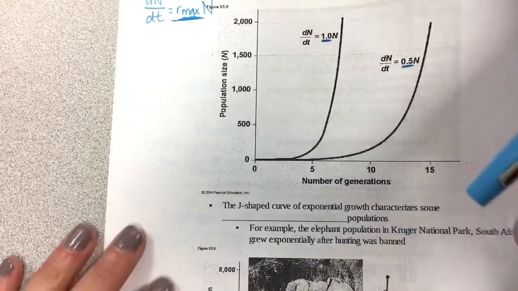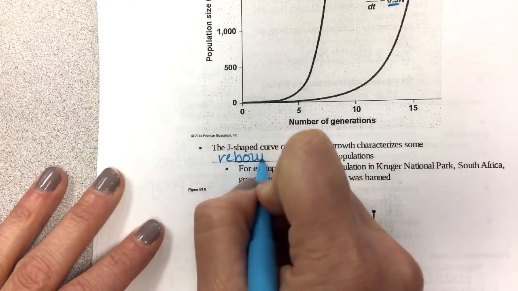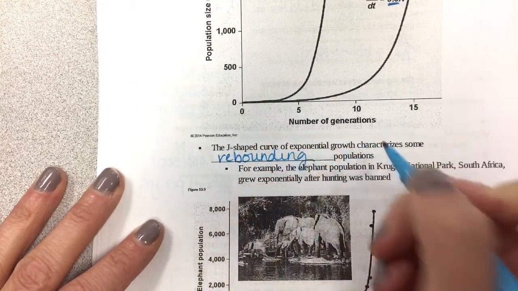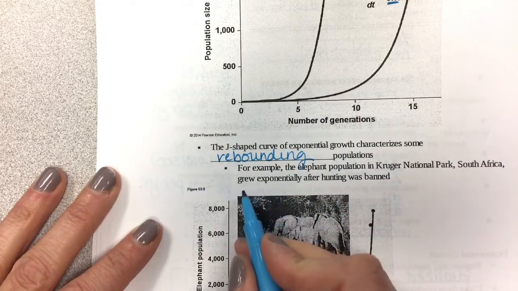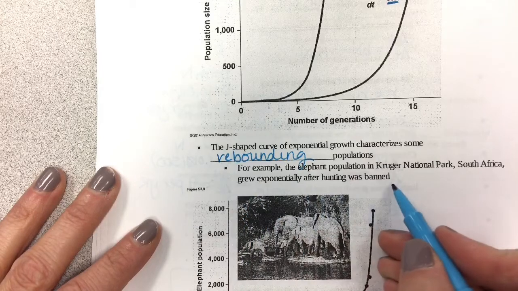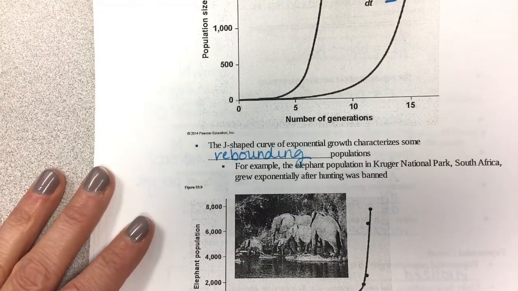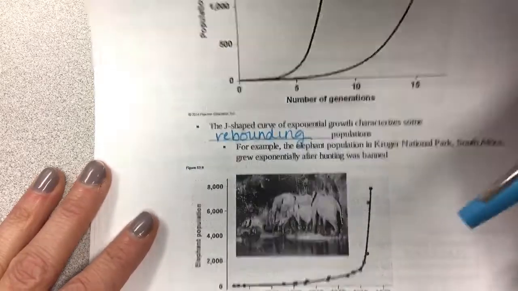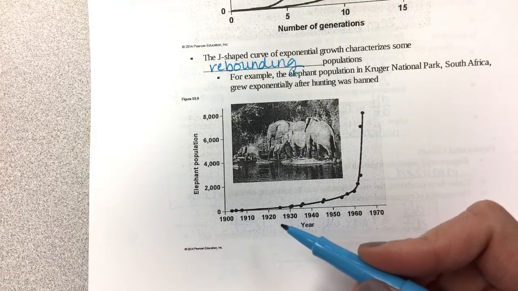So the J-shaped curve of exponential growth characterizes some rebounding populations. For example, the elephant population in Kruger National Park, South Africa grew exponentially after hunting was banned. So they were almost hunted to extinction, and then they banned the hunting and kind of preserved them in this national park.